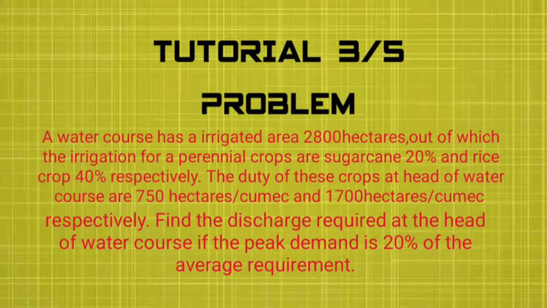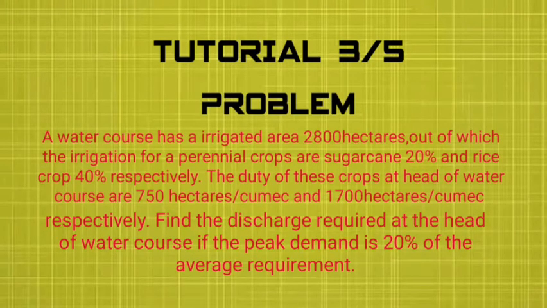Tutorial problem 3. A water course has an irrigated area of 2800 hectares, out of which the irrigation for perennial crops is sugarcane 20% and rice crops 40% respectively. The duty of these crops at the head of water course are 750 hectares per cumec and 1700 hectares per cumec respectively. Find the discharge required at the head of water course if the peak demand is 20% of the average requirement.